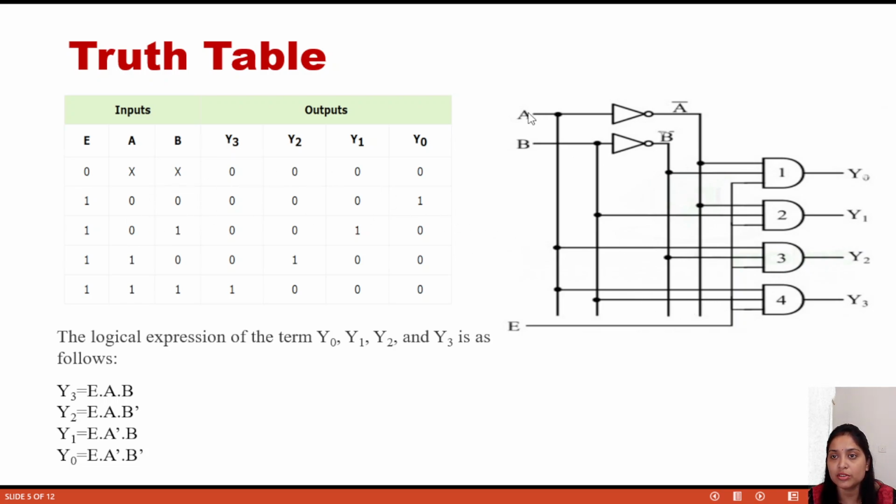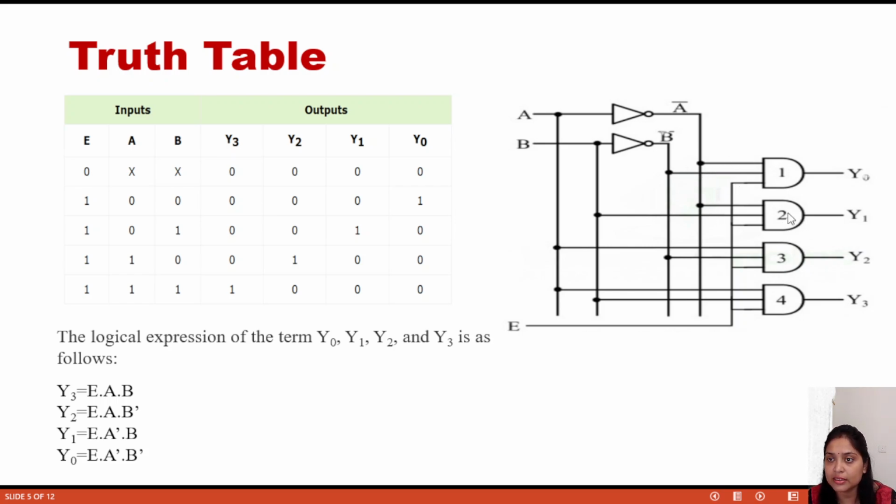Here, the first AND gate is connected to A bar and B bar, and E is always 1, so at that moment we will not consider E. A and B are 0-0. A is passing through a NOT gate, so A bar means 1. B is also passing through a NOT gate, so B bar means 1. So A bar, B bar and E are all 1.